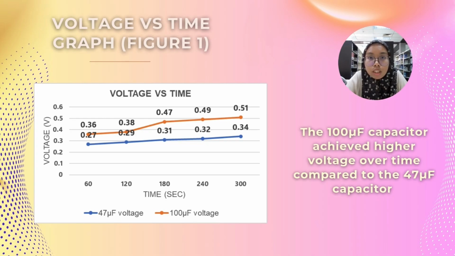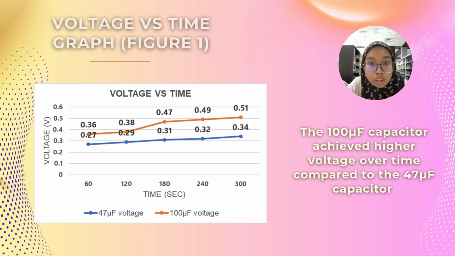In this study, we use an electrolytic capacitor to measure voltage, current, and power. As we can see, beside me is a graph, figure 1, voltage versus time. The blue one represents the 47 microfarad capacitor, meanwhile the orange one represents the 100 microfarad capacitor. This graph illustrates the relationship between the cranking duration and the voltage generated by the hand crank flashlight for both 47 microfarad and 100 microfarad capacitors.